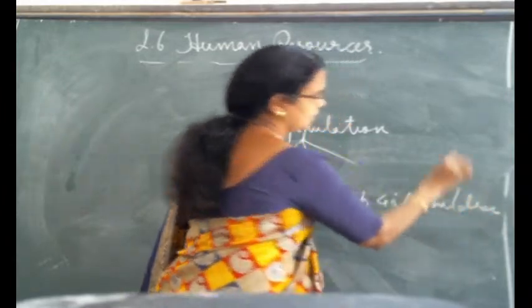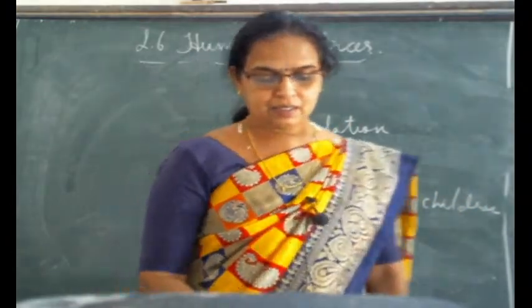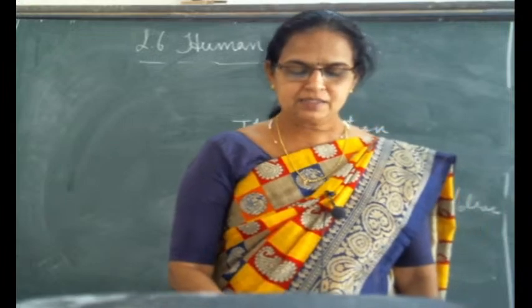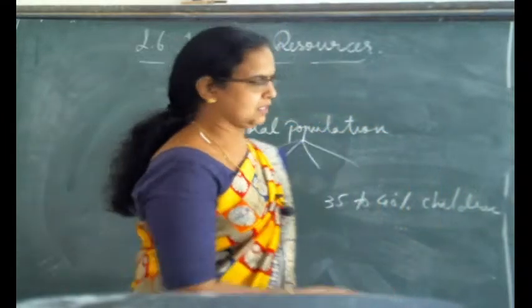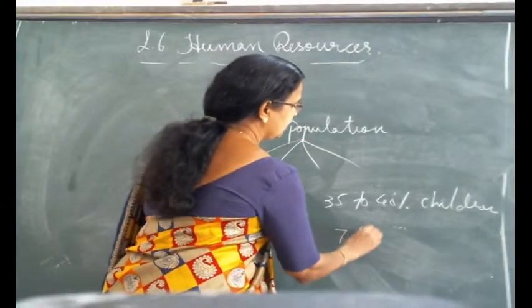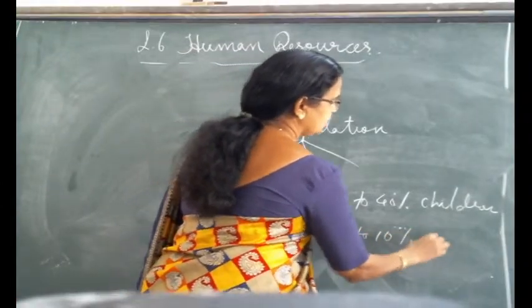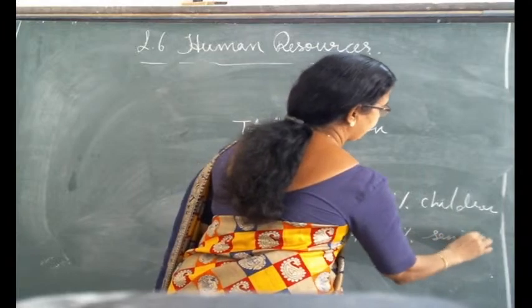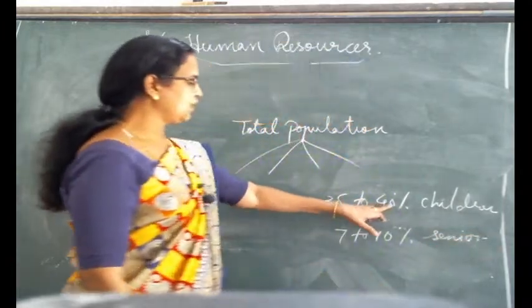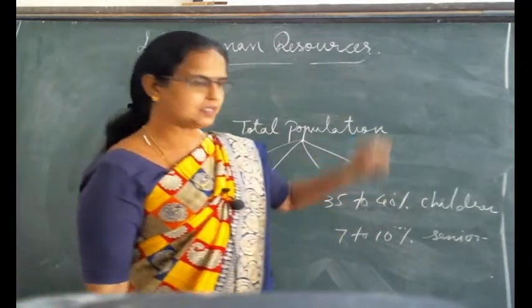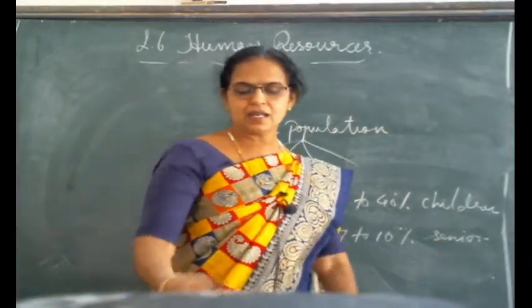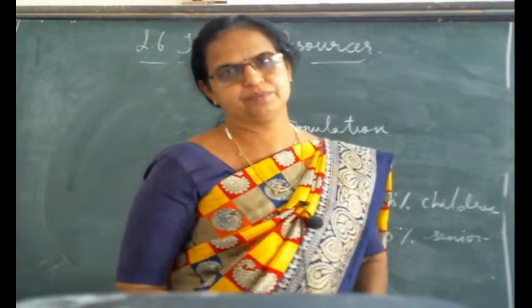Otherwise below 18. Whereas 7% to 10% are senior citizens. 7 to 10 senior citizens. So just you see 35 to 40 plus the 7 to 10. All together we can say around 50% is children and senior, and the remaining will be the adult group. Okay.